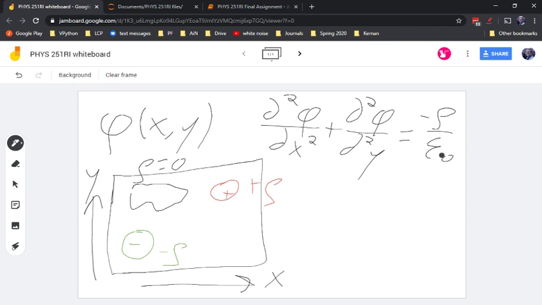Epsilon naught's just a constant. From here on out, we're just going to take epsilon naught equal to 1. So you just pick magical units in which epsilon naught equals 1. If you have to work in real world units, you just add it in the code. It's not really a problem.